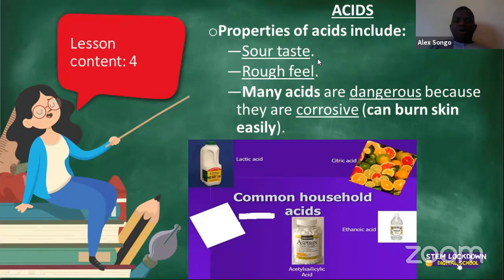Okay, so those are the properties of acids. Number 1, taste sour. Number 2, they feel very rough. Number 3, a caution or a very important aspect is that many acids, like I said, particularly that are found in science labs or experiments, are dangerous, they are corrosive. What does it mean? They can burn the skin and they can even kill you.